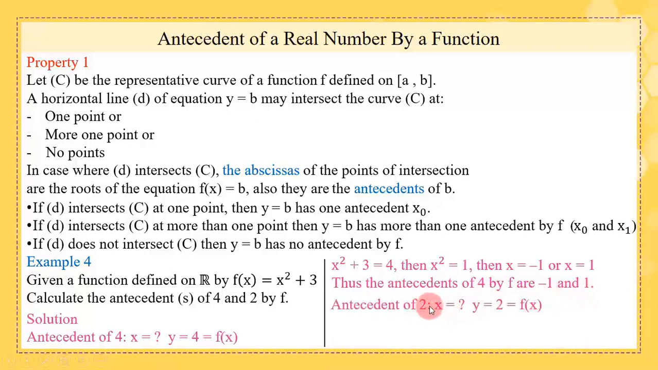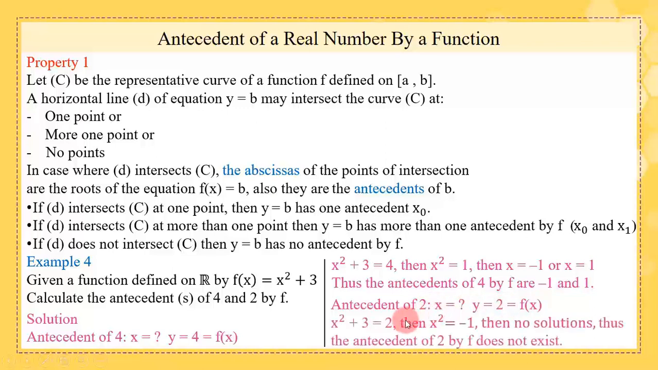Antecedent of 2, we do it in the same way. We say that f of x equal 2. So x squared plus 3 equal 2, then x squared equal minus 1, which is impossible. Then there is no solution. Then we say that 2 has no antecedent by f, or the antecedent of 2 does not exist.